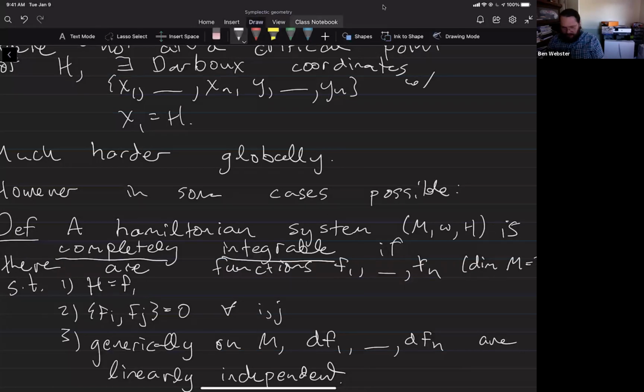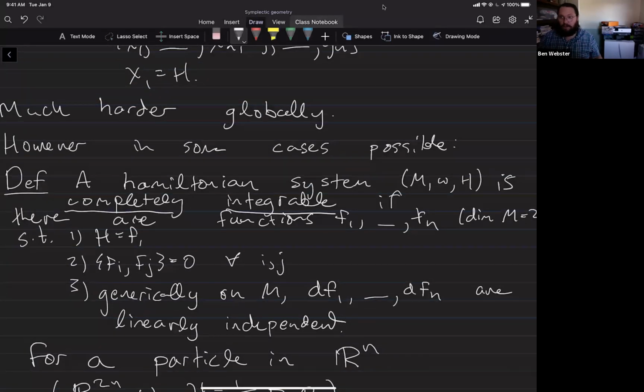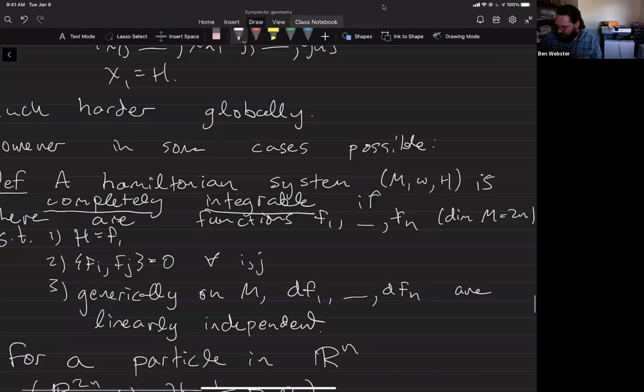So this last condition is necessary so that I'm not doing something dumb, like taking the same function n times, or taking two functions and then taking some linear combination of them. Right? It tells me these functions are really genuinely different. So I'll note here, this is as many such functions as we could hope for. We can't hope to find n+1 completely integrable functions. I think I'm going to say this later, but let me just say it now.